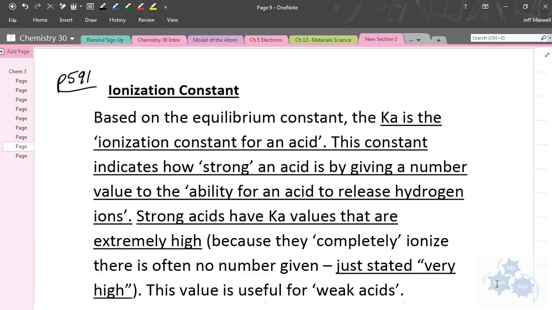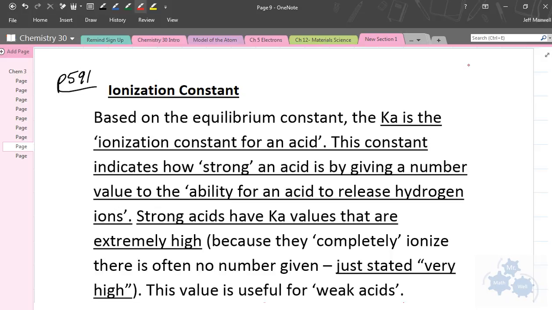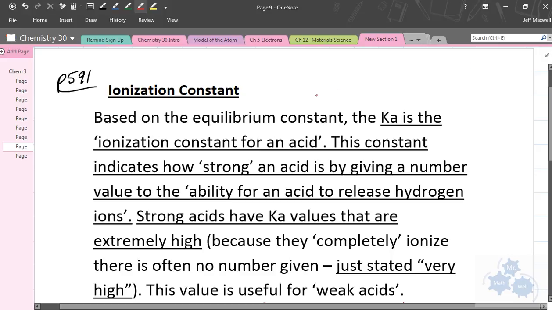We're talking about acids and bases, and I want to talk to you today about a special constant called the ionization constant for acids and for bases, but we're going to stress the acids. Just like Keq and Ksp tell us how much something dissolves, or how much product is formed in a reversible situation as far as Keq goes, Ka tells us how strong an acid is by giving a number value to the ability for an acid to release its hydrogen ions.